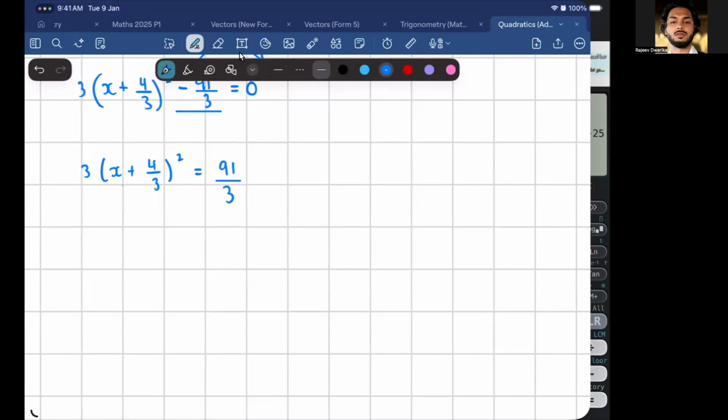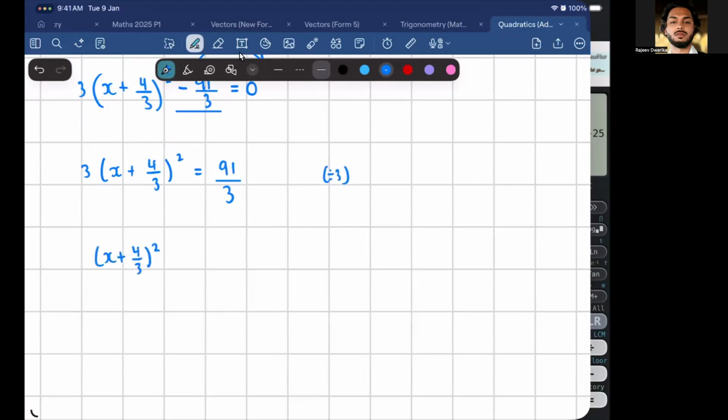Before you could square root anything, you need to get rid of the number that's multiplying by the square term. So all I need to do on both sides is to get rid of 3. Right now, 3 is multiplying by x plus 4 over 3 squared. So you divide by 3 on both sides. So you'll end up with x plus 4 over 3 squared.